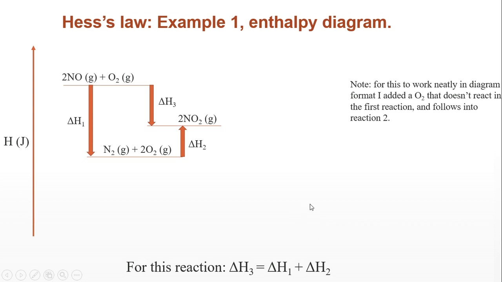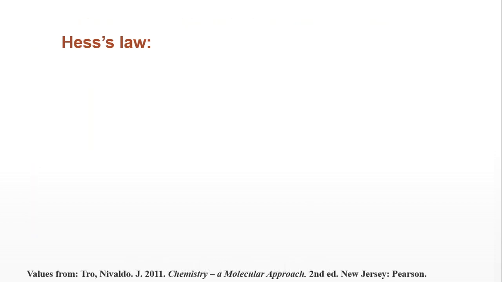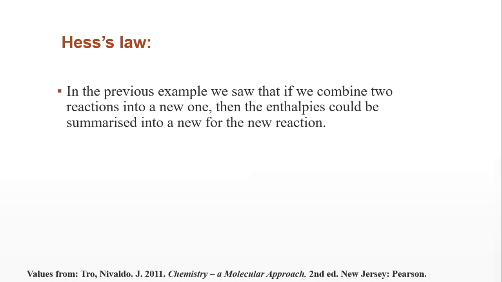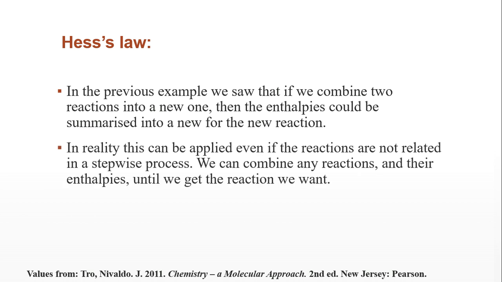And that is why we can puzzle together different types of chemical reactions into the one we're actually interested in. So yeah, we can summarize enthalpies of two different reactions into a new one. However, I showed you an example of a stepwise process where the products of reaction 1 were the reactants of reaction 2. This is not a requirement. It does not have to be a stepwise process. Rather, as long as we can puzzle together chemical equations with known enthalpy changes, then we can form any reaction we want, and its enthalpy.